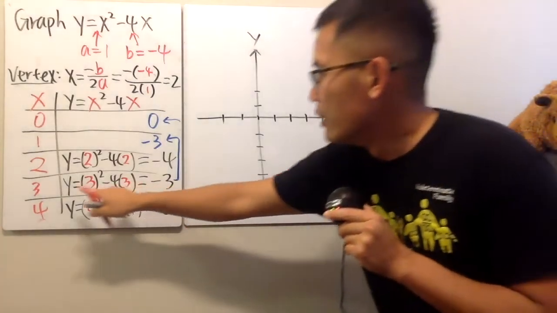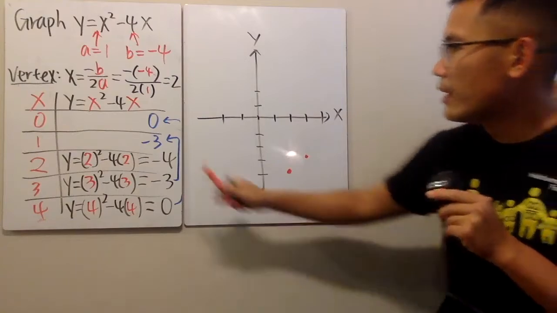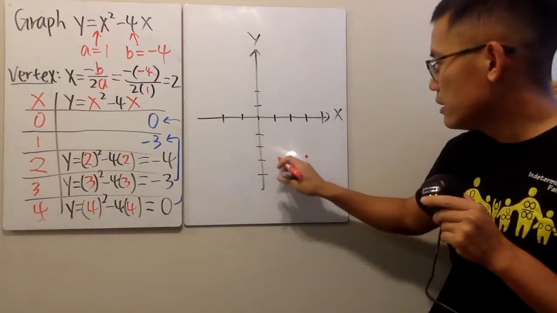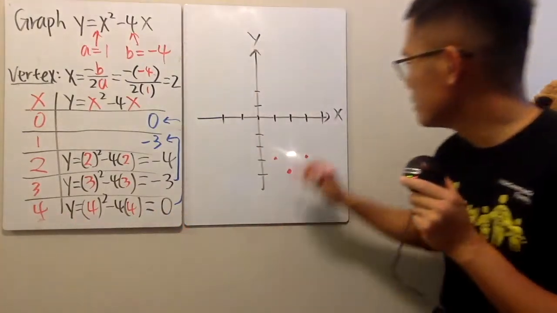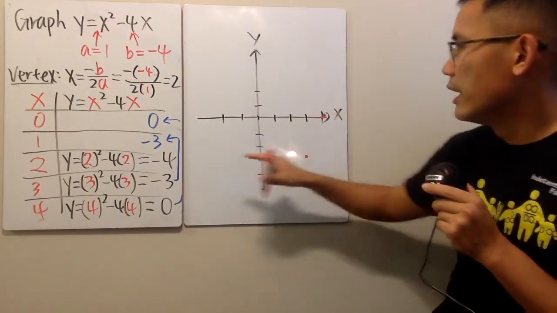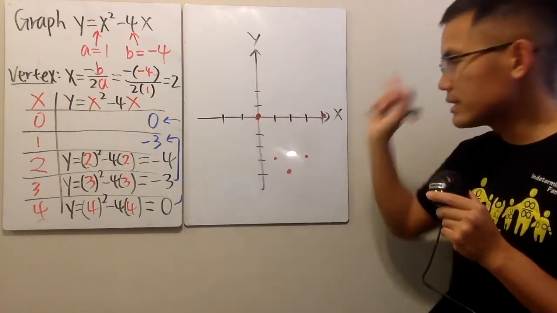Next, 3, negative 3. 3, negative 3 is right here. 1, negative 3 is right here. And then 4, 0, and 0, 0. And here are the 5 points that we have.